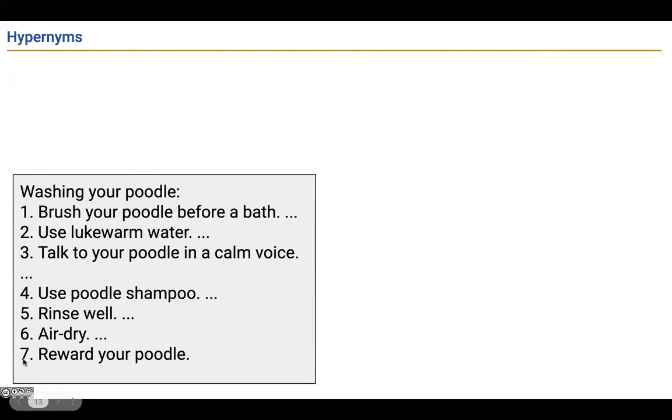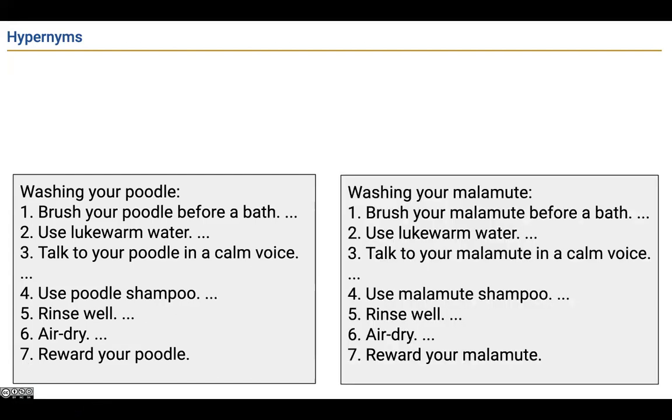Well, that's great. But what if I wanted to wash a Malamute instead? Remember those? It's the big dog from lecture 2. So what are the instructions for washing a Malamute? 1, brush your Malamute before a bath. 2, use lukewarm water. 3, talk to your Malamute in a calm voice. 4, use Malamute shampoo. 5, rinse well. 6, air dry. And 7, reward your Malamute. Well, that's basically the same thing we were just doing. We just took the word poodle and swapped it out with Malamute.